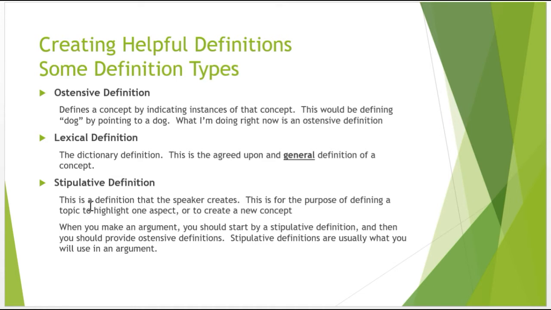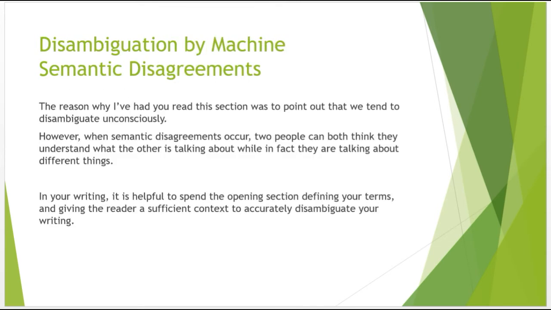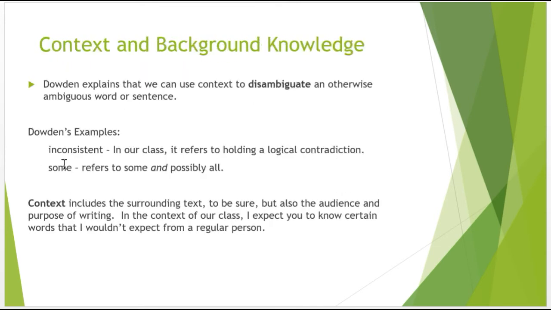So a stipulative definition is a definition that the speaker creates. It's for the purpose of defining a topic, to highlight one aspect of that topic, or to create a new concept. So what we've done here, we have stipulated these definitions. I'm telling you, I'm stipulating to you, this is what I mean by inconsistent. It refers to holding a logical contradiction. This is what I mean by some. It refers to some and possibly all.